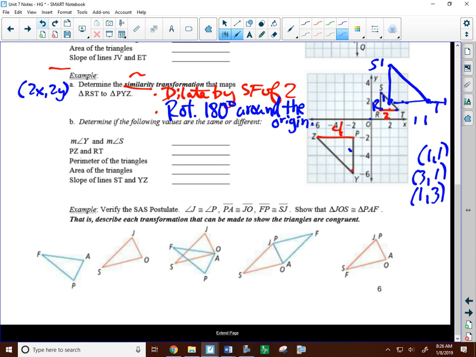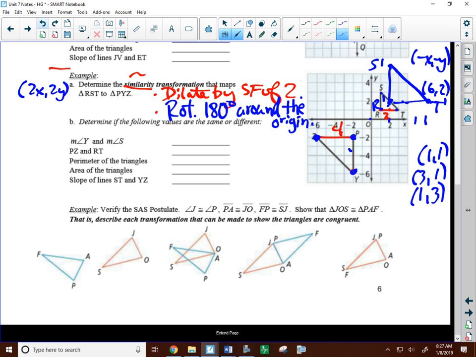If you'd like to verify it, for example, it might be good to verify one point. So this was (6, 2). Rotating 180 is negative x, negative y. And so this would be (-6, -2), which that one is. Same with (2, 2) would be (-2, -2). And (2, 6) would be (-2, -6). So they'll check out. Okay, that's the similarity transformation.